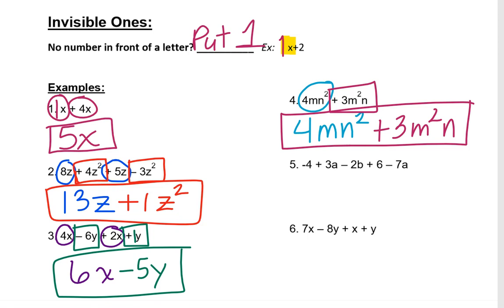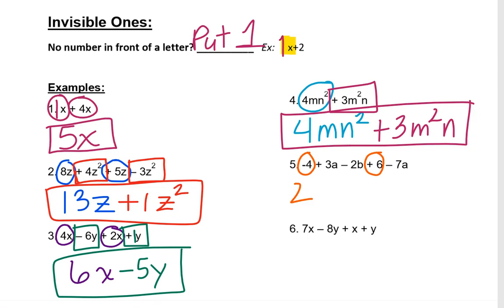Now my next one, negative 4 plus 3a minus 2b plus 6 minus 7a. My first term is a negative 4, which is a constant because there's no letter there, there's no variable. I can combine that with my other constant, which is plus 6. Negative 4 plus 6 gives me a positive 2.